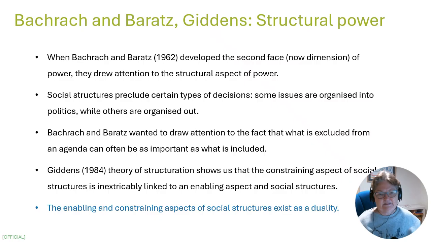That's the thing. So Bachrach and Baratz developed this second face or dimension of power. They drew attention to the structural aspect of power. It's a very political thing. Some issues are organised in, others are organised out. They wanted to draw attention to the fact that the things that are organised out can be as important as the things that are organised in. And we'll also talk about Giddens' theory of structuration, which shows that the constraining aspects of social structures are linked to the enabling. So enabling and constraining just depends who you are.